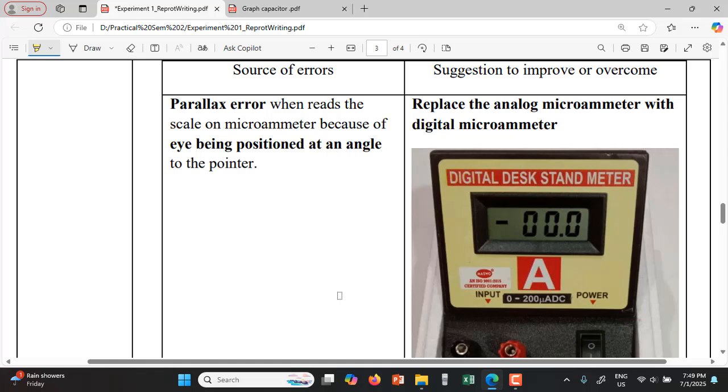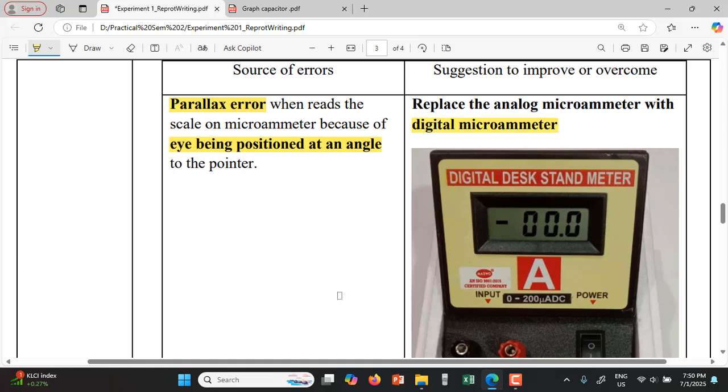So one of the sources of error is the parallax error when we read the scale on the microammeter, because our eye is positioned at an angle to the pointer. So that means your eye is not exactly perpendicular to the scale. So how are we going to minimize or eliminate the parallax error? One of the suggestions is you might replace this analog microammeter with a digital microammeter.